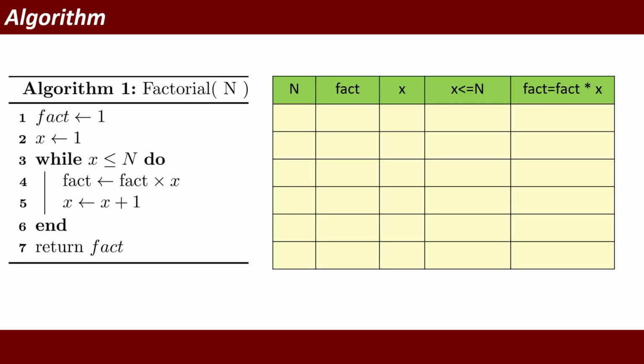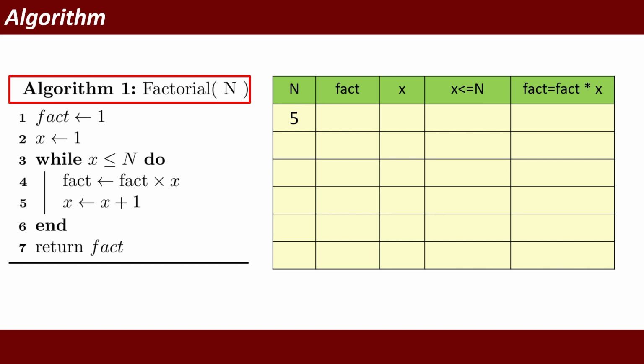Now I'm going to write an algorithm. I have written this algorithm. Factorial of n, it will take one parameter n, and then fact equal to 1, then x equal to 1, while x is less than or equal to n, do fact gets the value of fact multiplied by x, and x gets the value of x plus 1, and then it will end. Now I will show you the dry run of this program one by one.